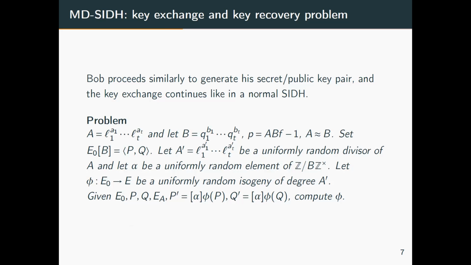Next, I introduce the problem for the Masked-degree SIDH. Here's the setting: let phi be an isogeny from E_0 to E_A, a uniformly random isogeny of degree A'. The problem is, given E_0, P, Q, E_A, and P' defined by this, and Q' defined by this, compute phi. This is the problem for the Masked-degree SIDH.